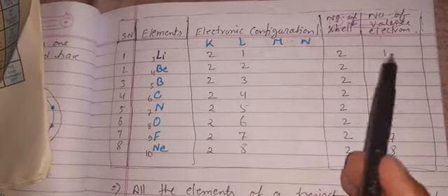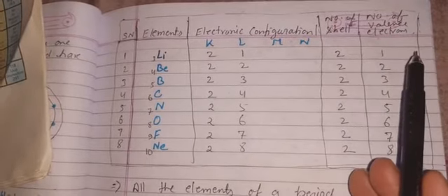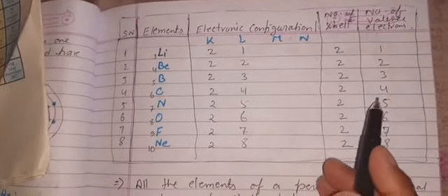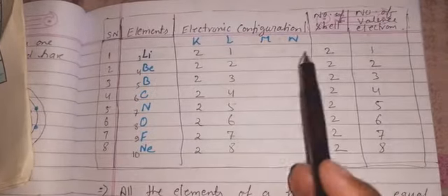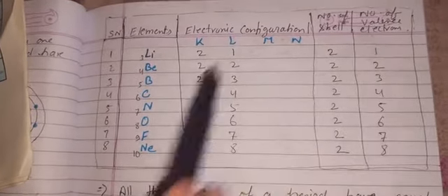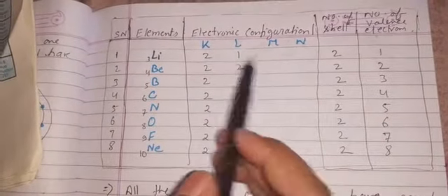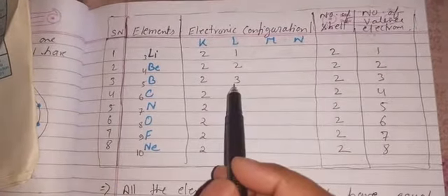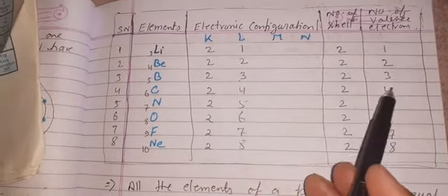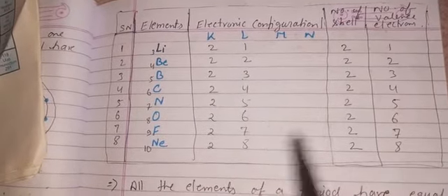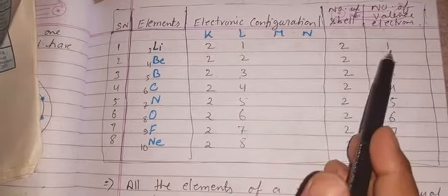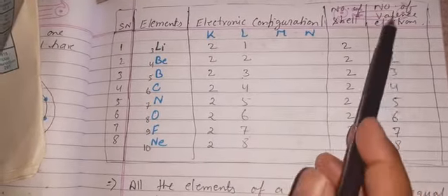Okay, and you will see in a group the number of valence electrons is the same, but here the number of valence electrons increases. Here, how many electrons are in the outermost cell? 1. Here 2. How many electrons are in the outermost cell? 3, 4, 5, 6, 7, 8. These are the numbers of electrons in the outermost cell, that is called the valence electrons.